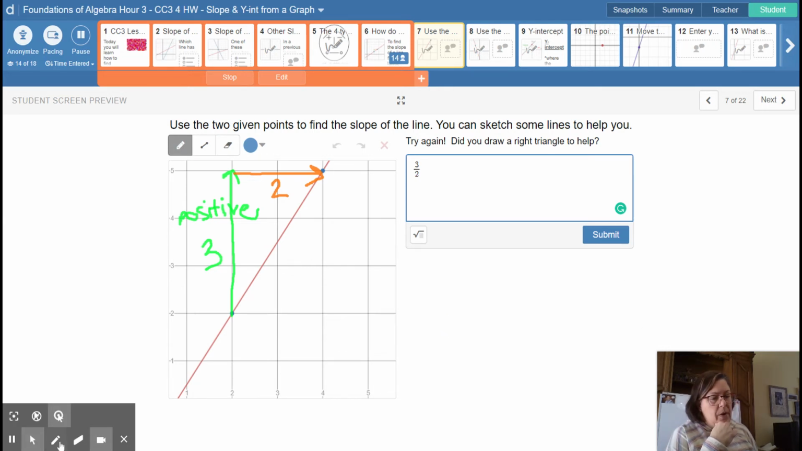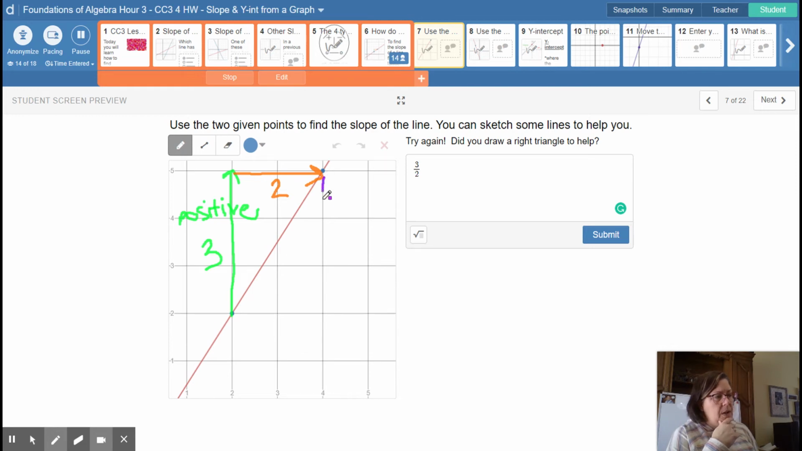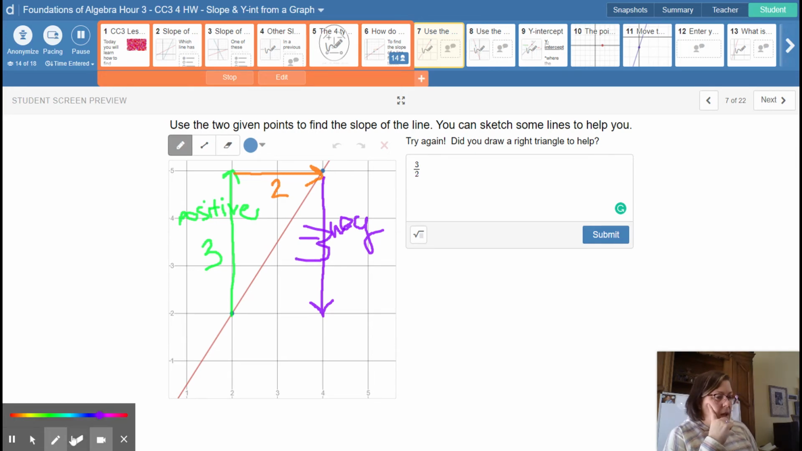Now, one thing I do want to point out to you before you switch over and try on your own: I could work right to left, but we sometimes make mistakes with our negative numbers. If I go down, my slope is going to be negative, and this would be a -3. And then if I went to the left, my slope would also be negative, and this is a -2. And a -3 divided by -2 actually just turns into a positive.